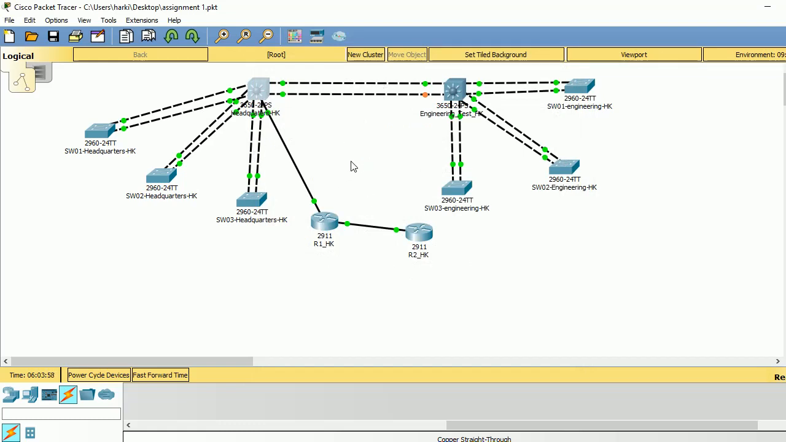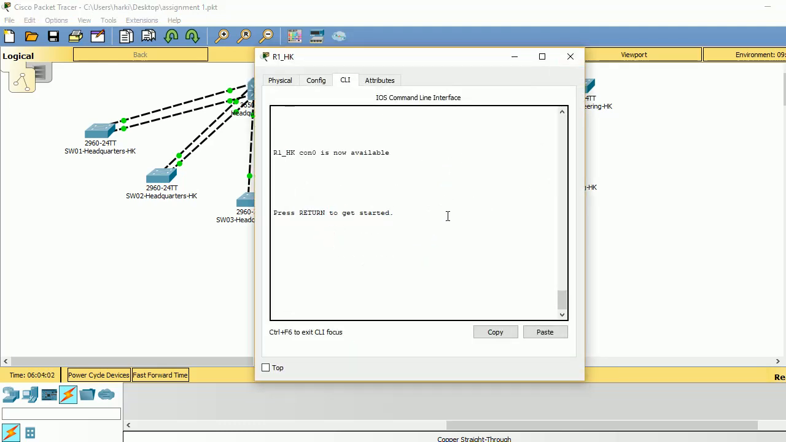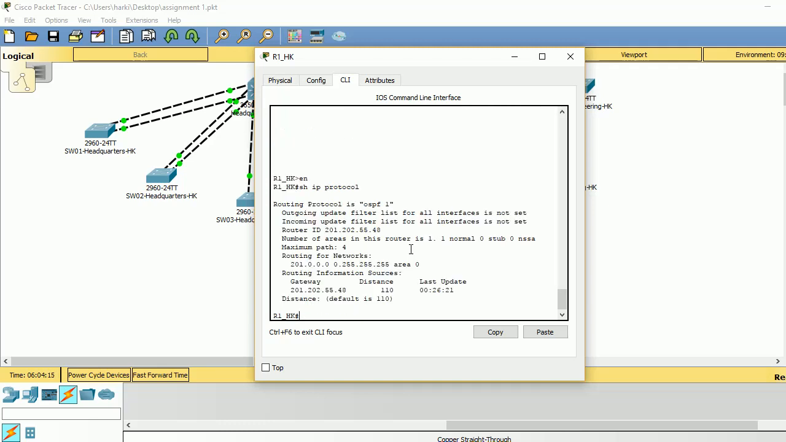And then OSPF was done to make these routers work. As we can see, show IP protocol. Routing protocol is OSPF1. Router ID, maximum paths, gateway distance, and everything.